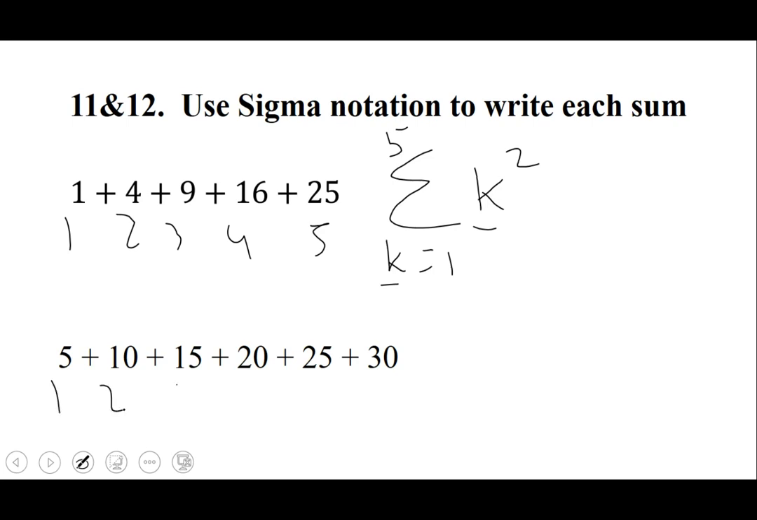So 1, 2, 3, 4, 5, 6. In number 12 here, you are adding up the first 6 terms. So you are adding up the terms. Let's go ahead and use K again. So you're adding up the terms from 1 to 6. You have to go ahead and figure out what the pattern here is.